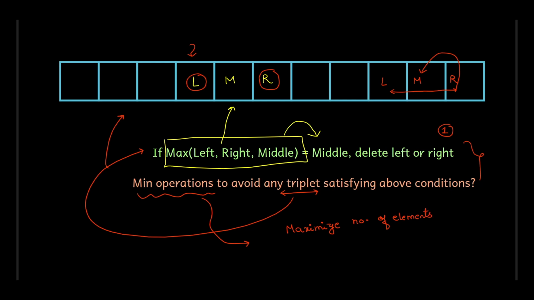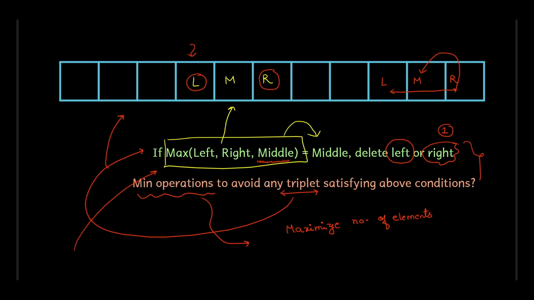Now the second observation you can notice is that every time this condition is satisfied, that is the max of left, right and middle is equal to middle, then you can see that only the left is deleted or the right is deleted. The middle is actually not deleted. This means that the maximum element in one operation is not deleted. So this immediately gives us a hint that you should start your investigation by looking at the maximum element of the array.